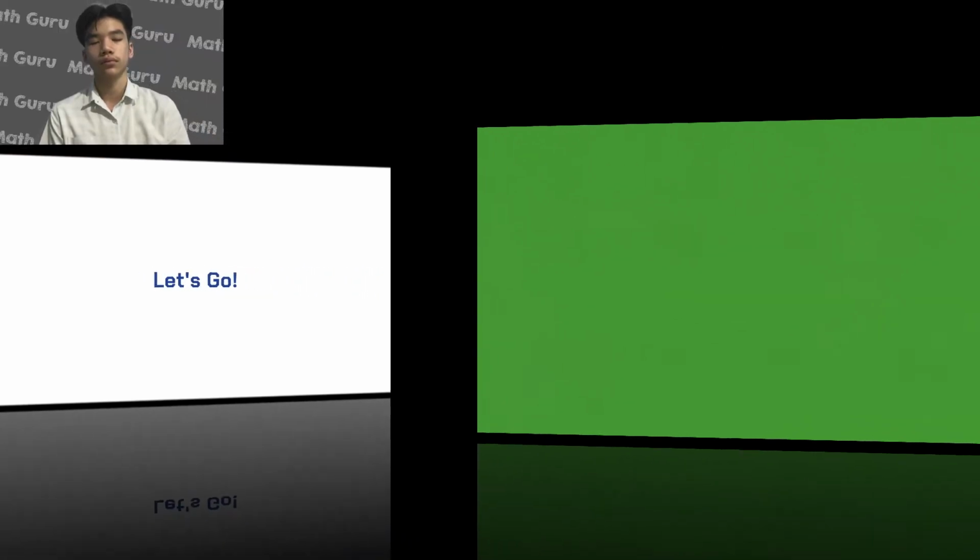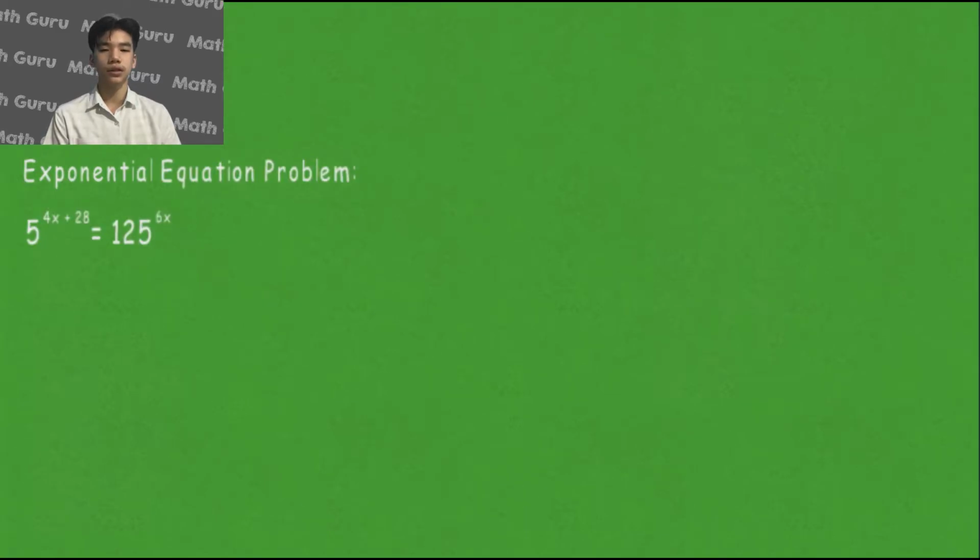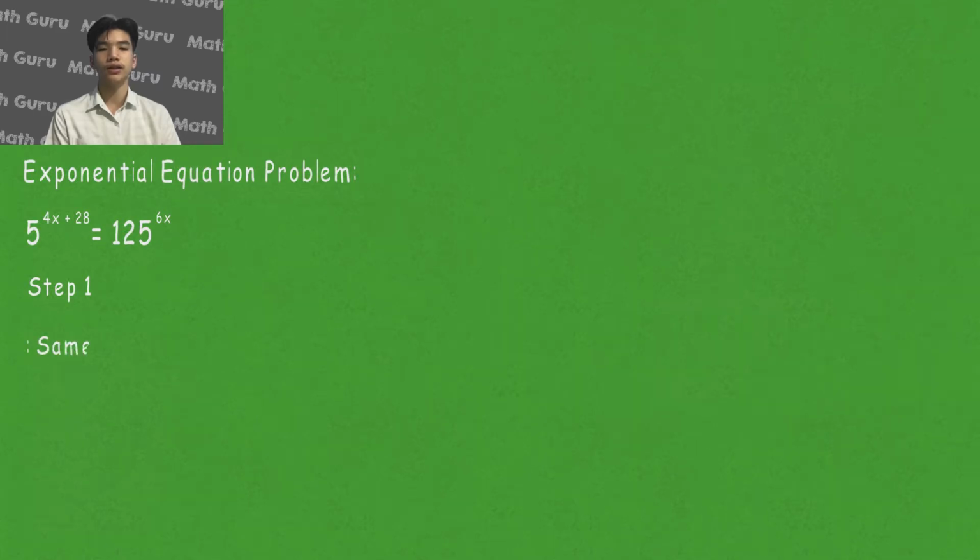So let's go use our handy blackboard and solve some problems. Let's go! First off is we have an exponential equation problem. With the given 5 raised to 4x plus 28 is equal to 125 raised to 6x, we can now proceed to the first step. The first step is finding the same base.